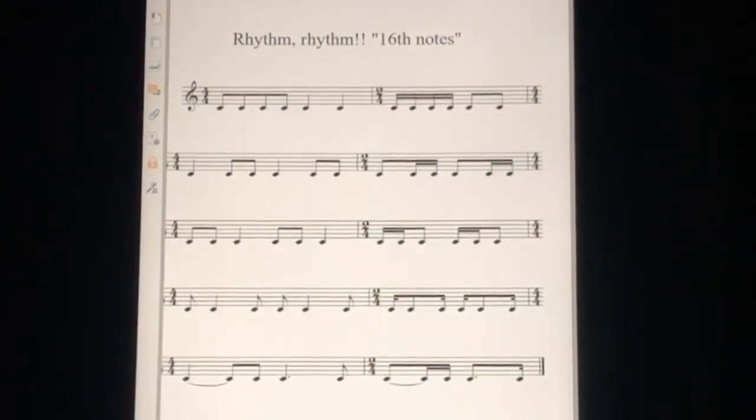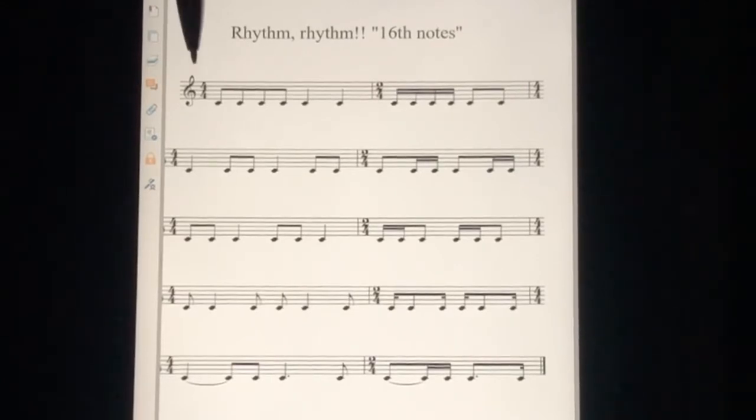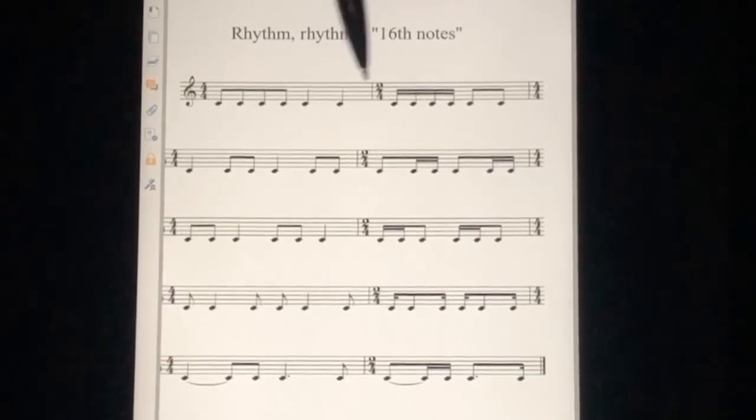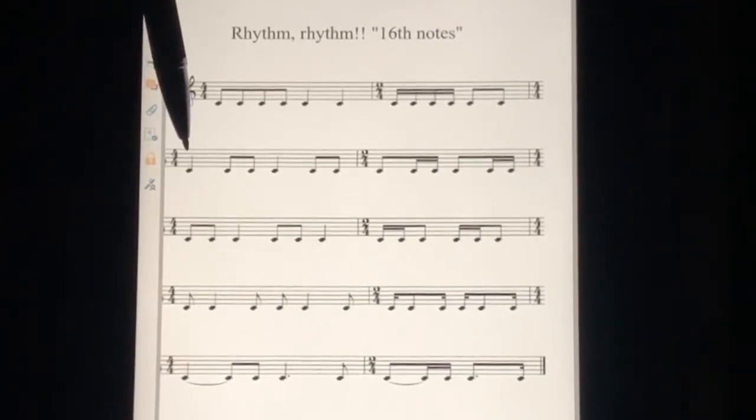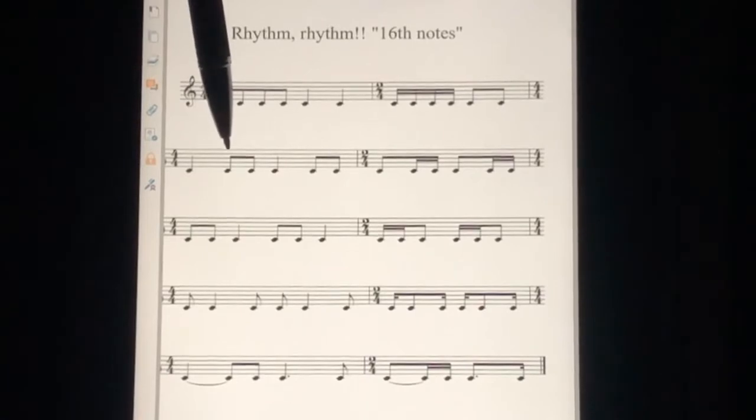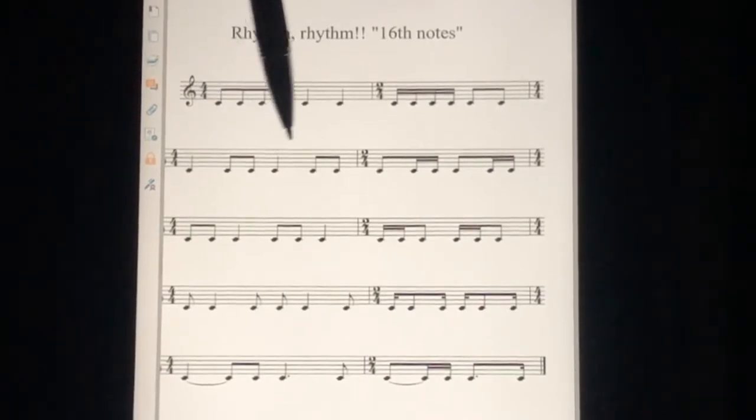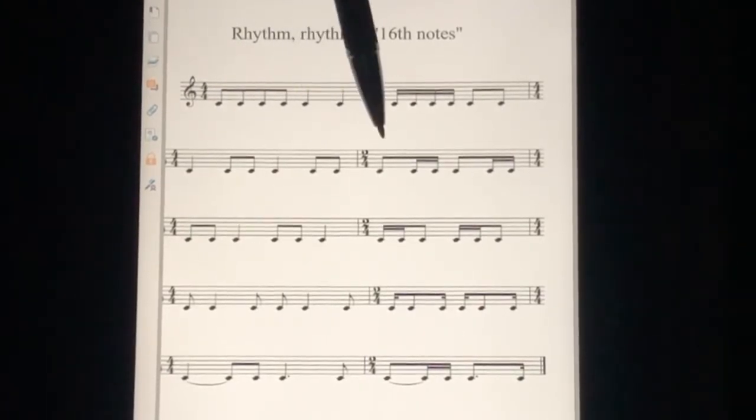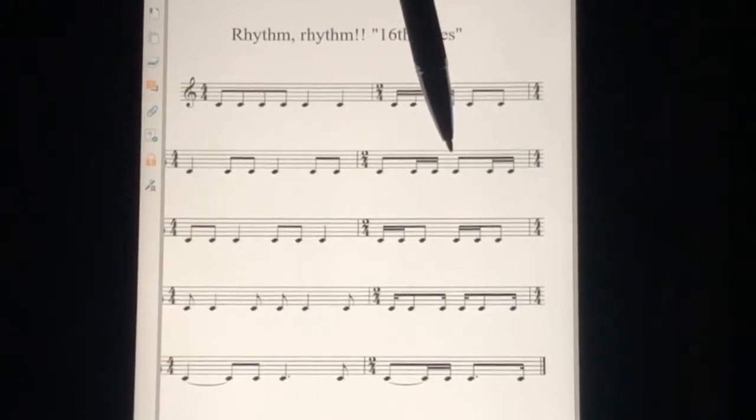Let's play from the first line. 1 and 2 and 3 and 4 and 1 and 2 and 3 and 4. 1, 2. Second line. 1, 2, 3, 4. 1, 2.